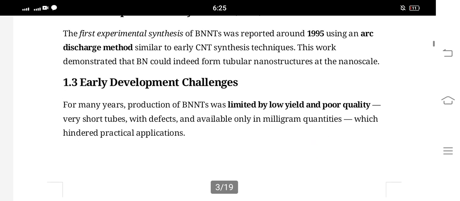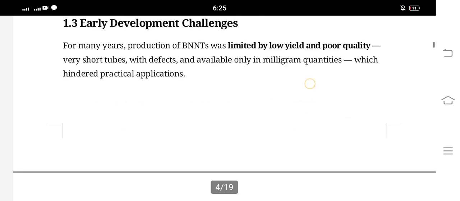However, during the early years, boron nitride nanotube research progressed slowly due to low yield, poor crystallinity, short tube lengths, and high production cost. For many years, boron nitride nanotubes were produced only in milligram quantities and contained significant defects, limiting their practical use.